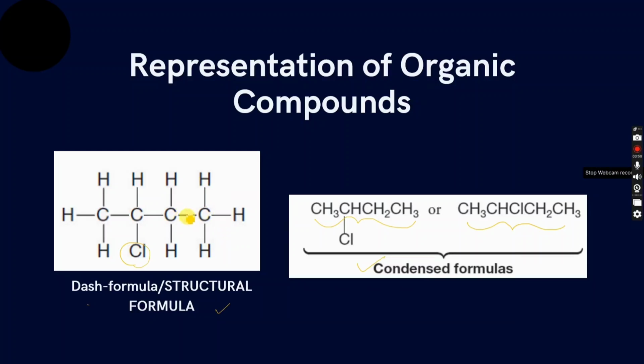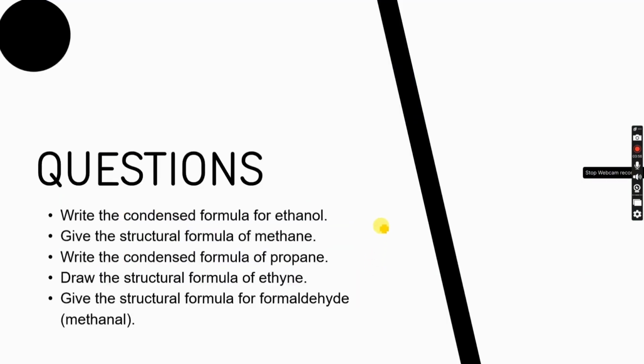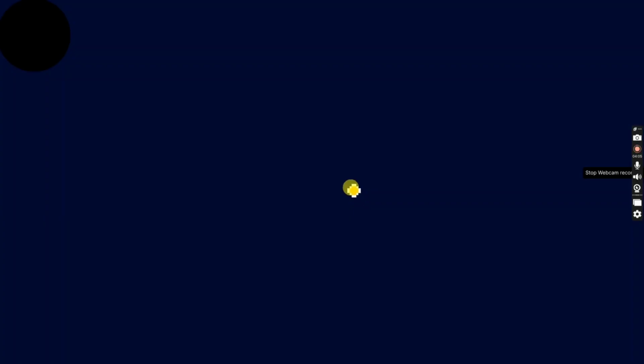Write the condensed formula for ethanol. That is the first question. Here you have to write the condensed formula. Ethanol is in the alcohol family. Ethanol, OL means the alcohol group is there, that is, OH is the functional group present there.